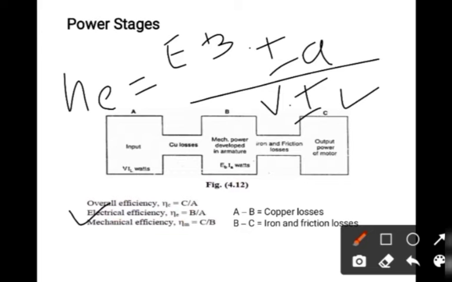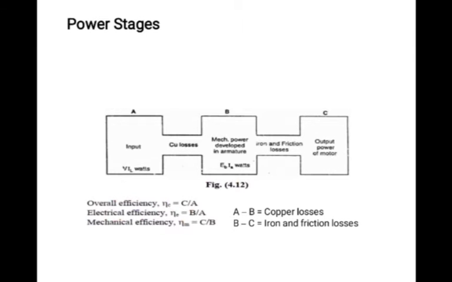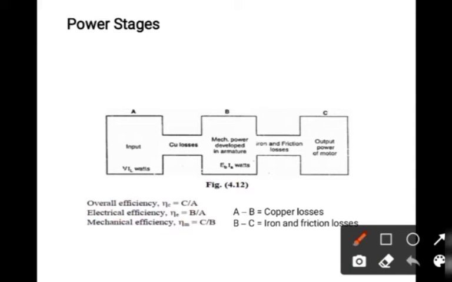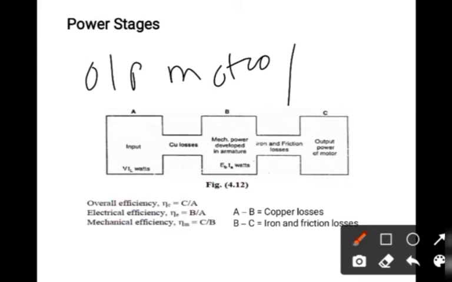Now we will see mechanical efficiency, and it is calculated as the output of the DC motor divided by the mechanical power developed in the armature.